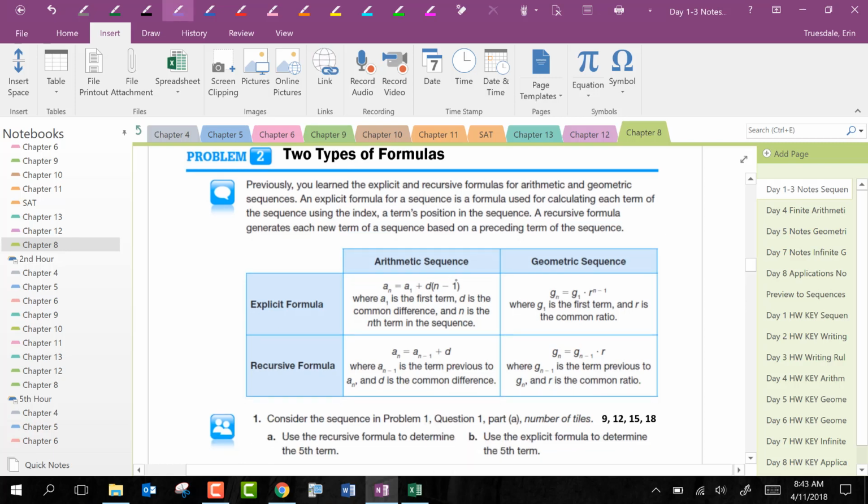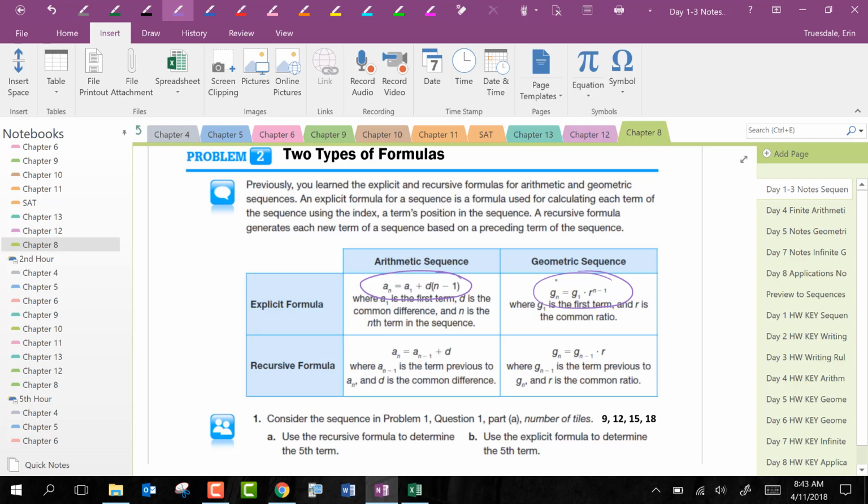Okay, so these are the 2 main formulas that we're going to be working with for the next couple days. We will always give you the formula on the test, on the quiz, on the final. You don't have to memorize the formula, but you do need to know what all the pieces of the formula mean, because otherwise you don't know how to plug into it.